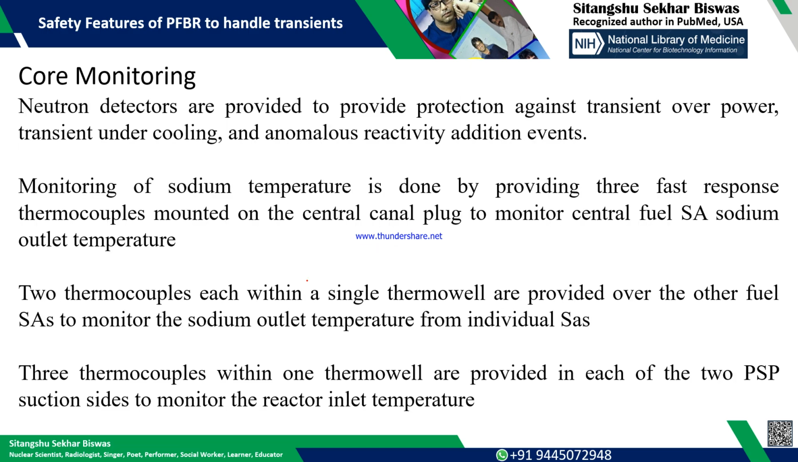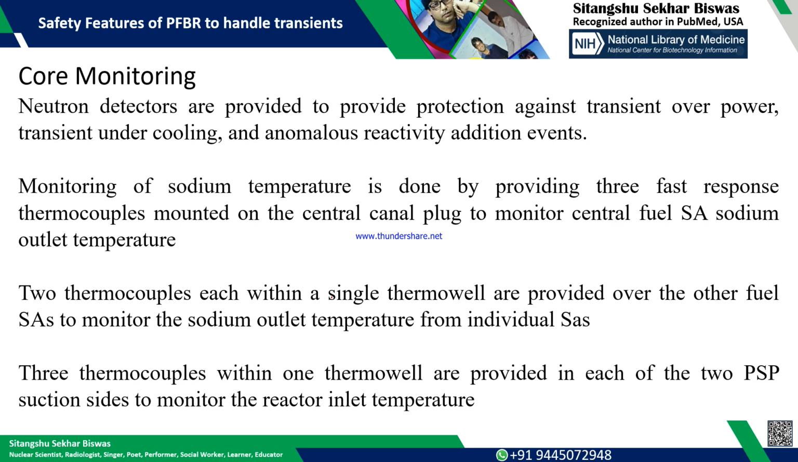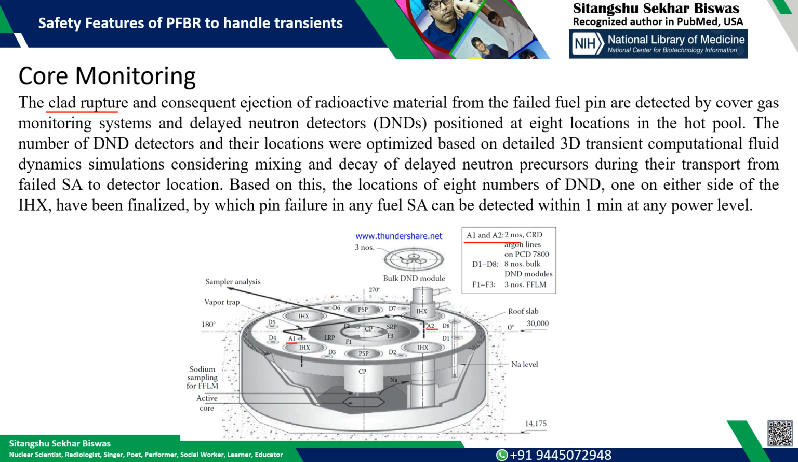This figure I have given here is from long back, so more or less it will be the same. There may be slight changes. I'm not sure, but grossly you can consider those figures. So the clad rupture and the consequent ejection of radioactive material from the failed fuel pins are detected by the cover gas monitoring system and the delayed neutron detector.